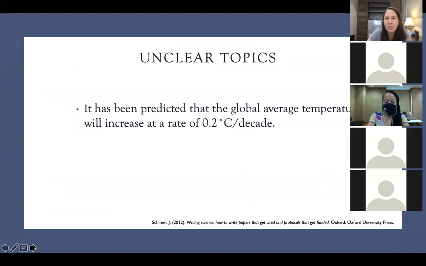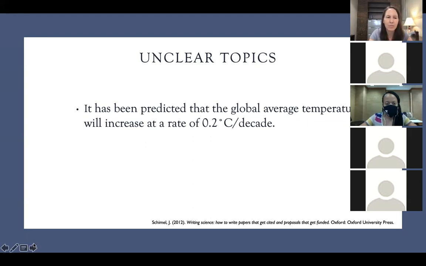Here's another example of something you can watch out for as you're thinking about your reader and clarity. If we have a sentence like this, "It has been predicted that the global average temperature will increase at a rate of 0.2 degrees Celsius per decade." You might say, I pretty much understand that. But what is a bit confusing here is that we don't know, someone predicted what is stated and temperature will rise. We have two things going on here, but it's not clear who is doing what.